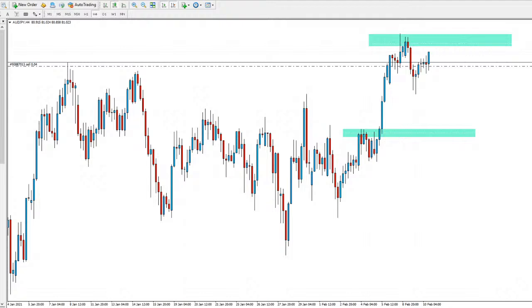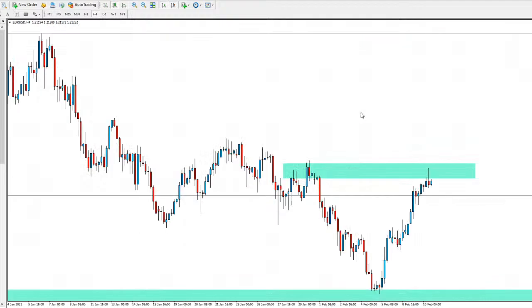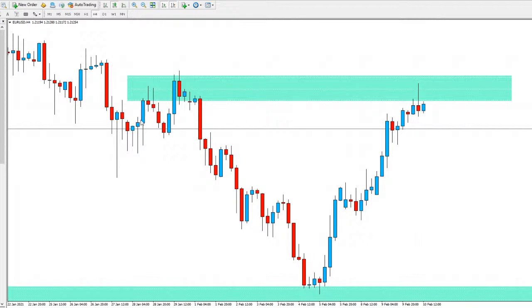Okay, so I can take a look at Euro USD. Euro USD again tapped into that level. I did say to probably expect a movement to the downside from this level. We saw a bit of rejection there on the 4H time frame, went to the upside, closed bearish, so that is showing a sign on the 4H that we could be seeing a move down.